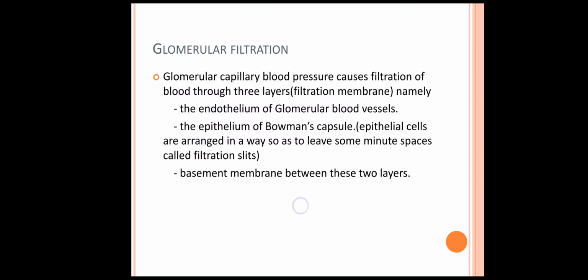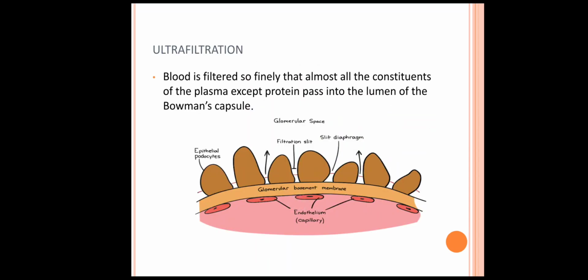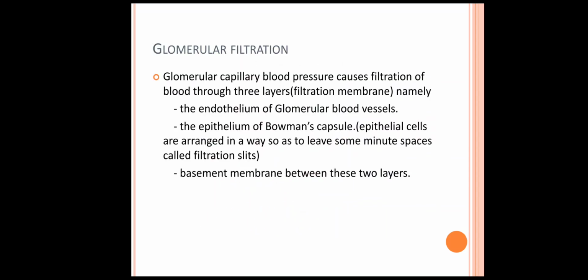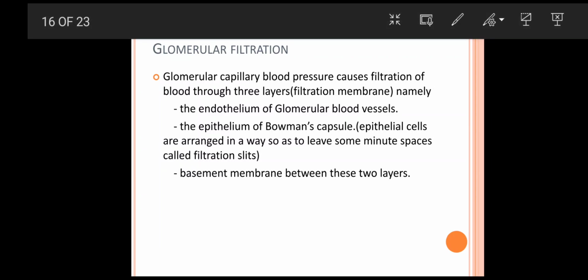So the first step is glomerular filtration. Why is this called glomerular filtration? Because it is carried out by the glomerulus. So glomerular capillary blood pressure causes filtration of blood through three layers. The one is the endothelium of glomerular blood vessels, this one. Another is the glomerular basement membrane, and the next is the epithelium of Bowman's capsule.